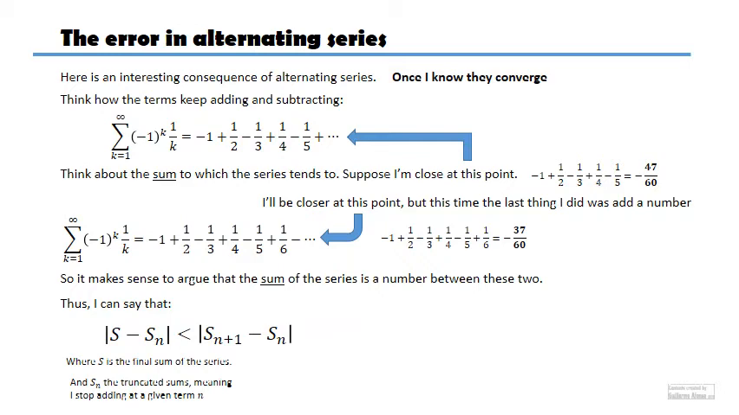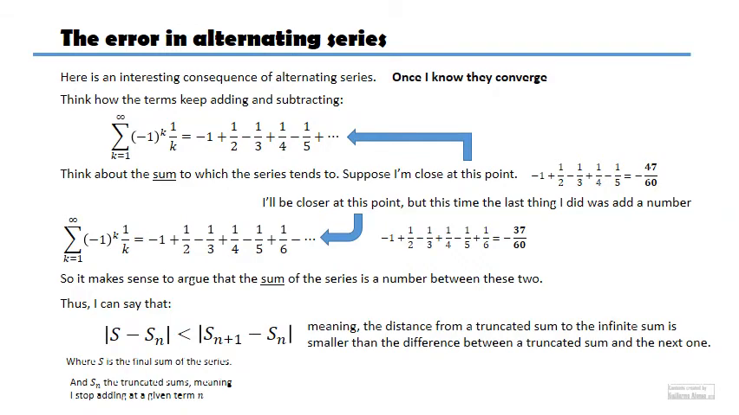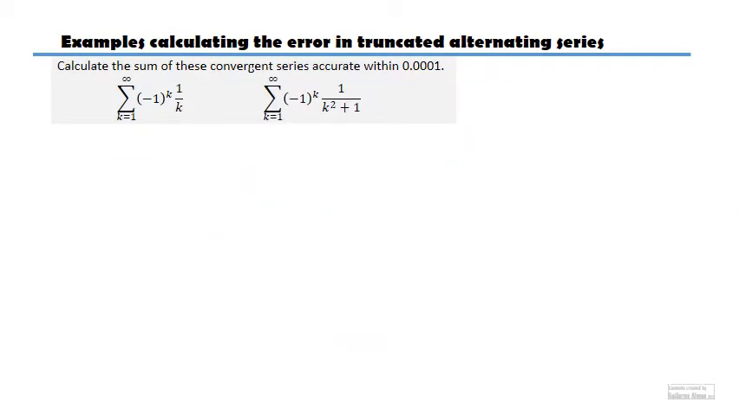Okay, so how do I use this? What does it mean? You'll see in a minute. The distance from a truncated sum, where I stop at 5, for example, to the infinite sum is smaller than the difference between the truncated sum and the next one: going to the 6th term, subtracting the 5th term. An important small realization here: if I go all the way to the 6th term and subtract all the way to the 5th term, what do I end up with? I'm just going to end up with 1/6, because they're all going to cancel each other out. So this is what I'm going to be using. Let's go ahead.